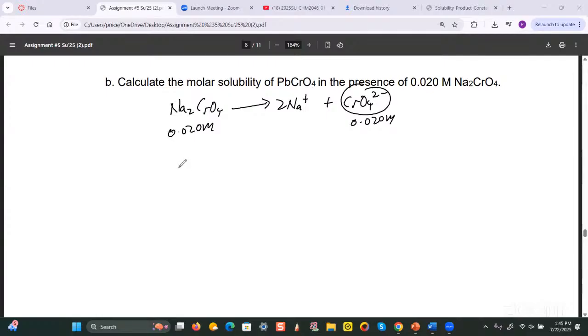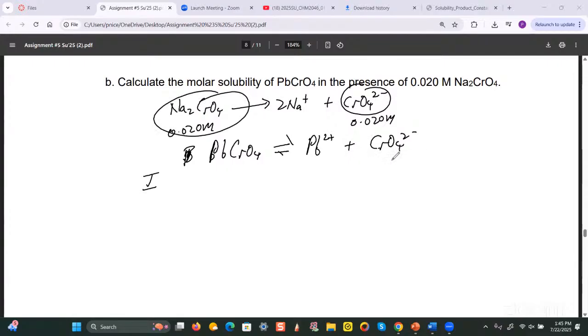The second dissociation that we have to be concerned with is the one that I showed you in part A, which is the lead(II) chromate, PbCrO4, dissociating to form Pb2+ and CrO4 2-. Because of the dissociation of the sodium chromate, the initial concentration of the chromate will be 0.020, while the initial concentration of the Pb2+ would be 0. The change, again, is going to be plus S and plus S, but this time at equilibrium you're going to have S and S plus 0.020.